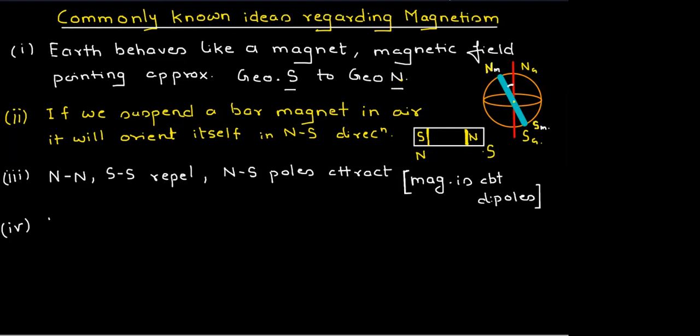The point is, we can't separate north and south pole. If there is a north pole, there will be a south pole. Can you think of the simplest dipole that exists in nature? No one?